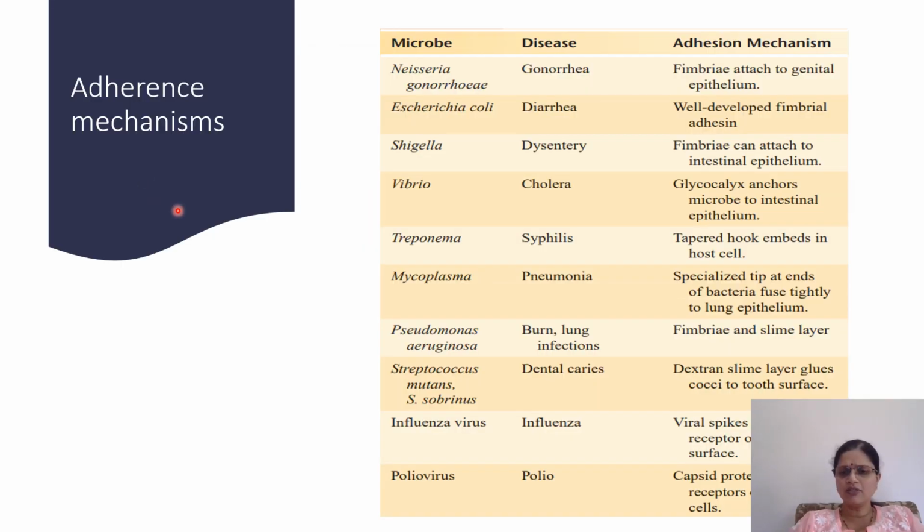This is just extra information that I would like to give here. Not all the pathogens will have the same type of adhesins or adhesion characters. They use different mechanisms to attach themselves to the host cells. So I have just mentioned a few pathogens here, the disease that they cause and what type of adhesion mechanism they have. For example, if you take Neisseria gonorrhea, they have fimbriae by means of which they go and attach on the genital epithelium.